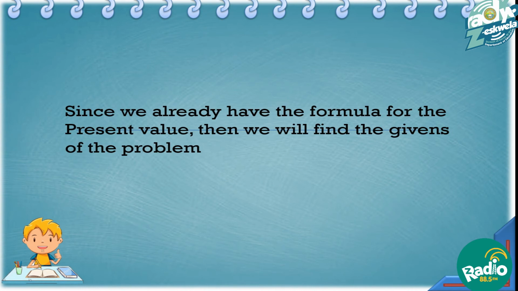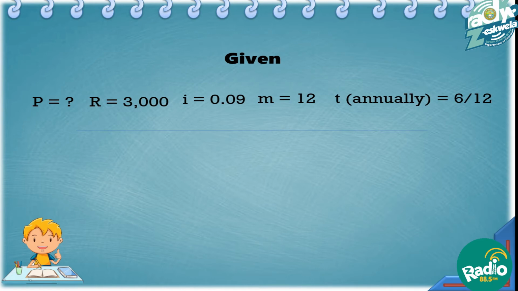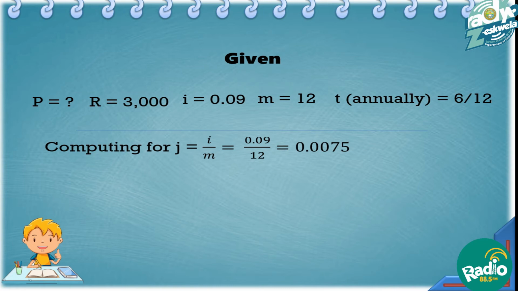Since we already know the formula for the present value, then we will find the givens of the problem. We have R is equal to 3,000, I is equal to 9% or that is equal to 0.09. M is equal to 12. T is equal to 6 over 12 or that is 1/2. Computing for J, that is I over M and that is equal to 0.0075. And our N is equal to 6.